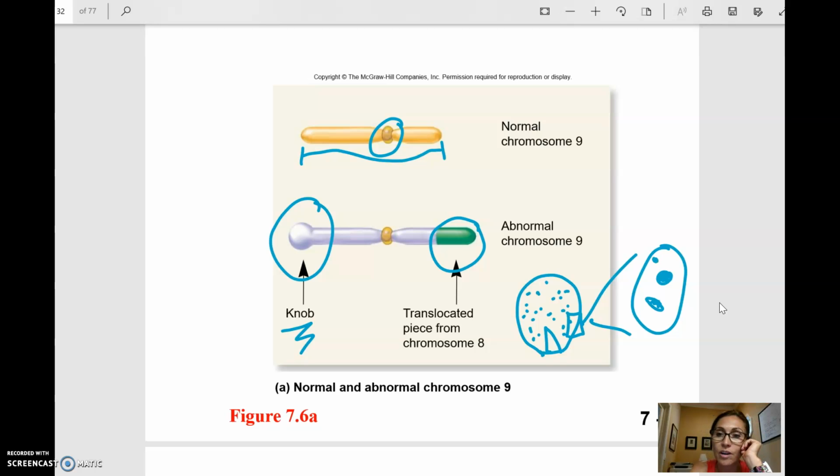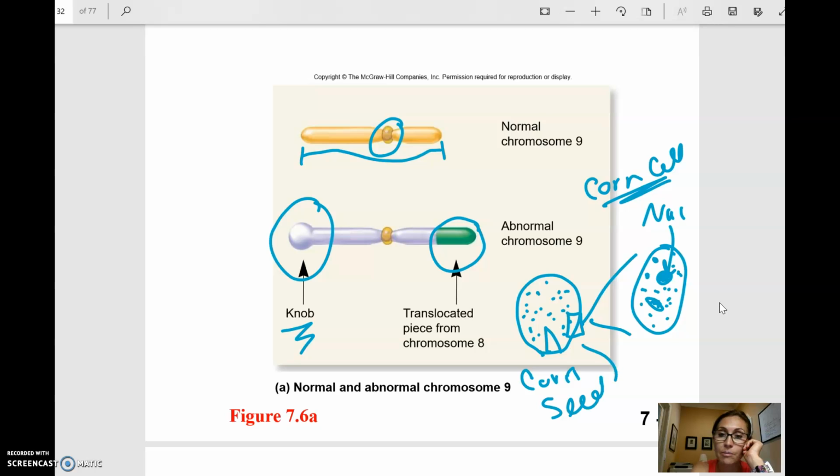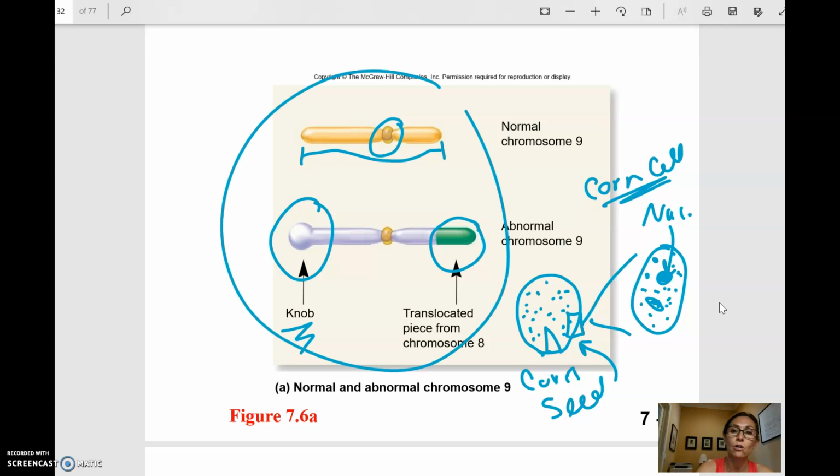They have starch granules, but they also have the potential to have pigment. That's what these little dots are, pigment. Here's the nucleus. So this is a corn cell. Each corn kernel, or corn seed, is made up of hundreds of thousands, if not millions, of these little cells. So what you're looking at is, within each cell, within each nucleus, individual chromosomes.